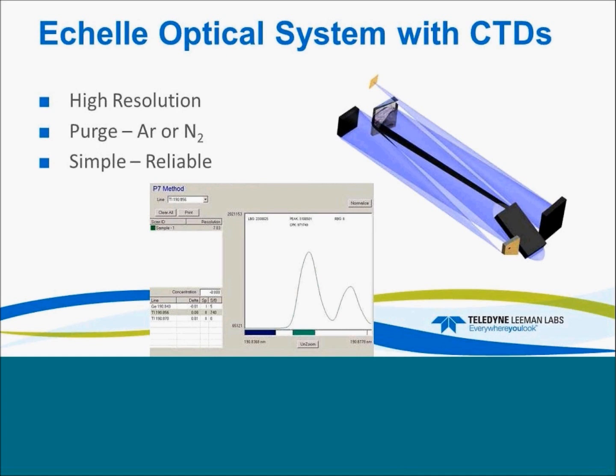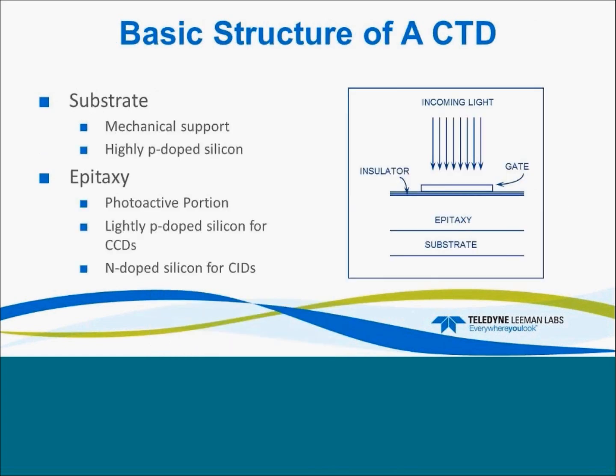And here is an example, a schematic of the optical system on the Prodigy7, which we'll talk about in a bit, and an example of the resolution of the thallium line, which is 7 picometer resolution, almost baseline resolution of the thallium doublet. So these systems are capable of very high resolution over a relatively small package.